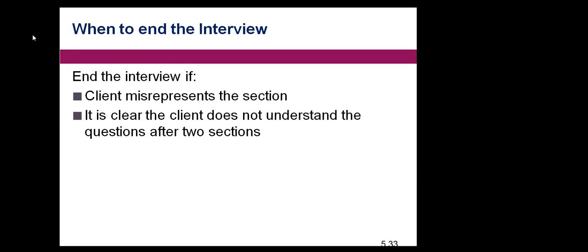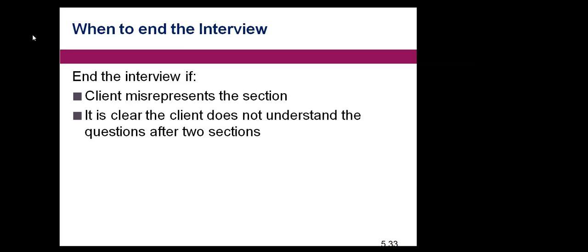When to end the interview? End the interview if the client misrepresents the section. There are times that particularly some patients who may have some co-occurring disorders might not really give you correct answers. Or some of them may even have personality problems, and deliberately, they may give you responses that are not desirable. So if such happens, you can end the interview.